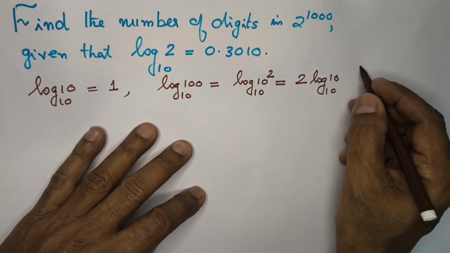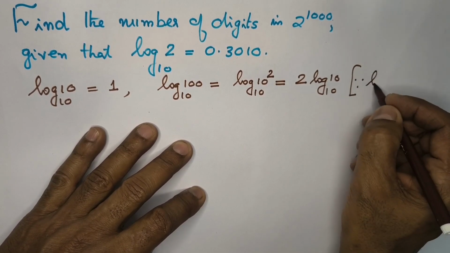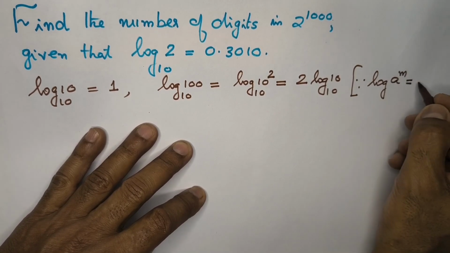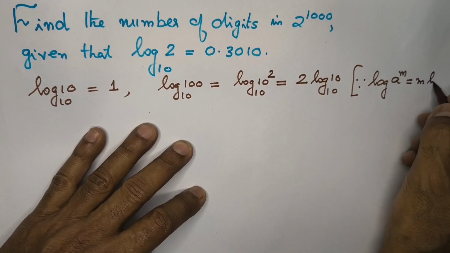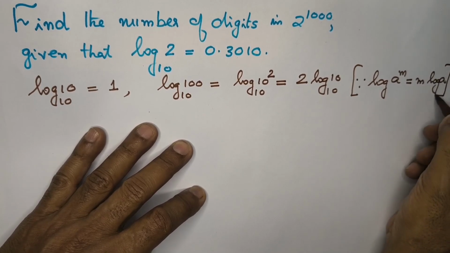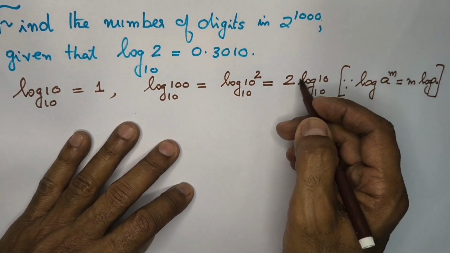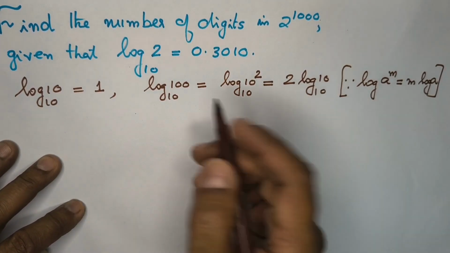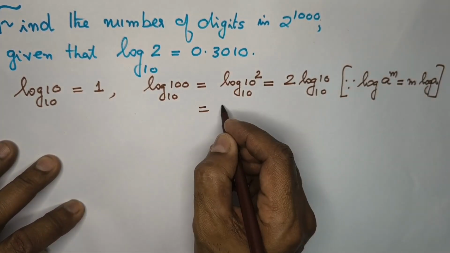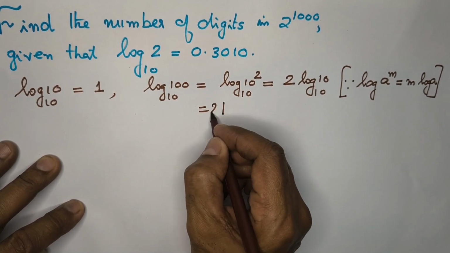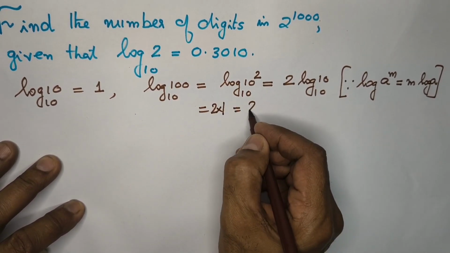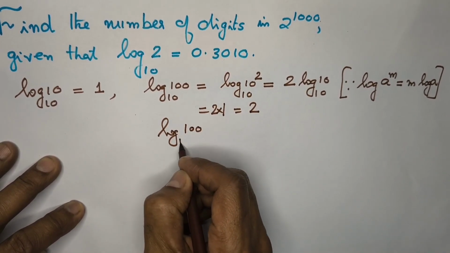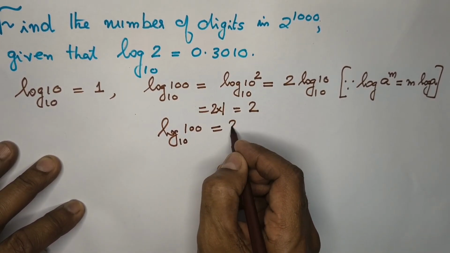using the power rule. Power rule means log a power m equals m log a. This is the power rule. Using that, I have taken 2 to this position. Now log 10 to the base 10, as you know, is 1. And 2 into 1 is 2. Rather, this is what you get: log 100 to the base 10 equals 2.